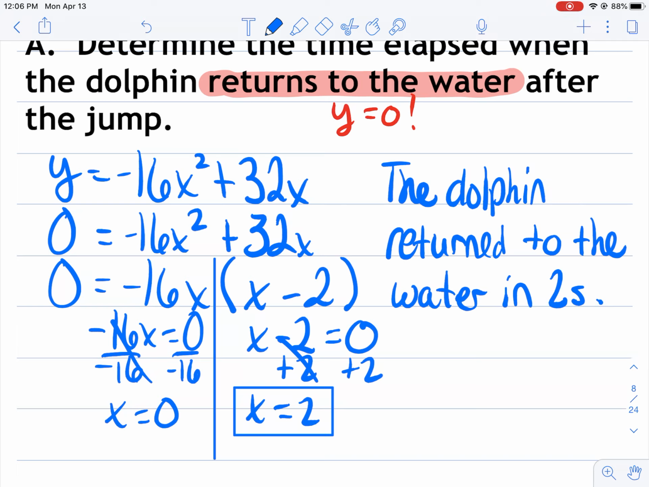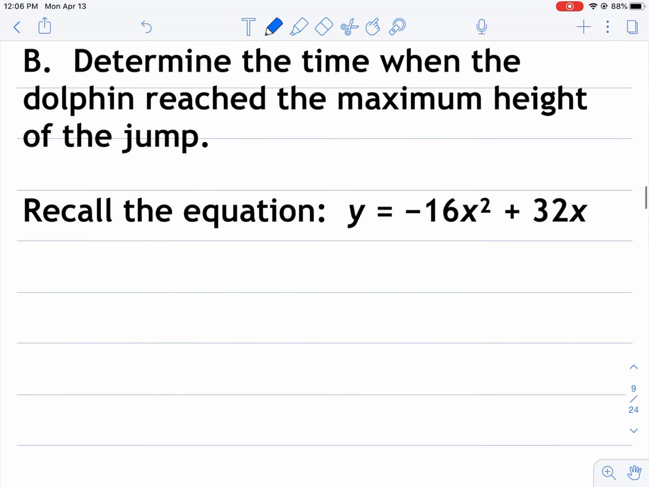Okay, so there we go on that. Now, let's look at part B. Okay, so on part B it says, determine the time when the dolphin reached the maximum height of the jump.